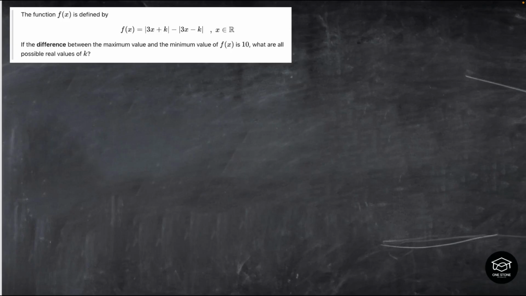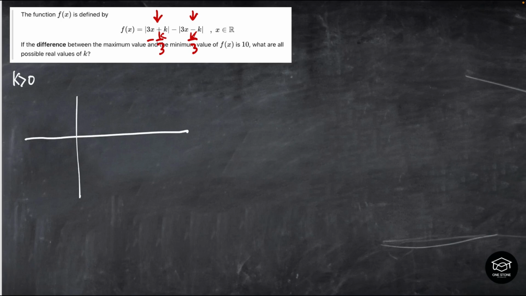Let's first assume that k is greater than 0. The expression 3x plus k becomes 0 when x is negative k divided by 3. The expression 3x minus k becomes 0 when x is positive k divided by 3. So the number line is split into 3 regions. 1. x is less than negative k over 3. 2. x is between negative k over 3 and k over 3. And 3. x is greater than k over 3.